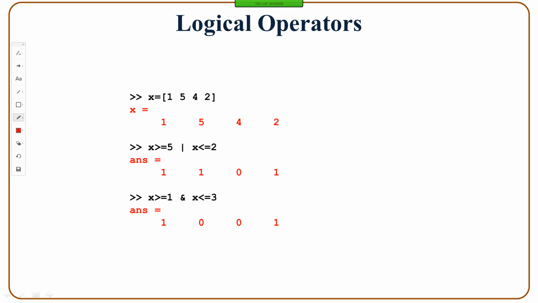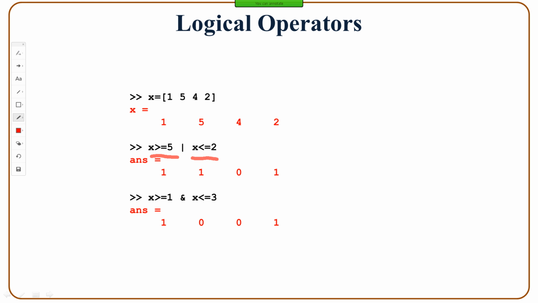So when you write x less than or equal to 2, or x greater than or equal to 5, then this expression returns a logical vector containing 1 and 0, and you see 1 where the element is less than or equal to 2 or greater than or equal to 5.